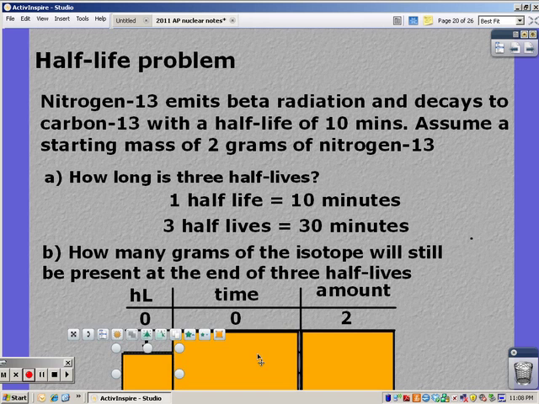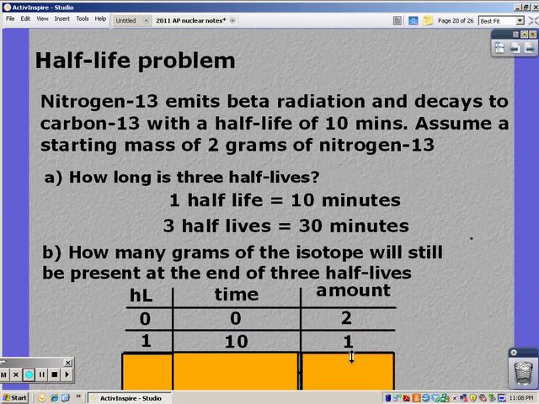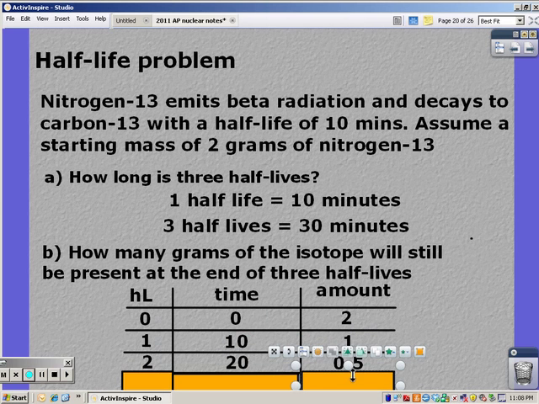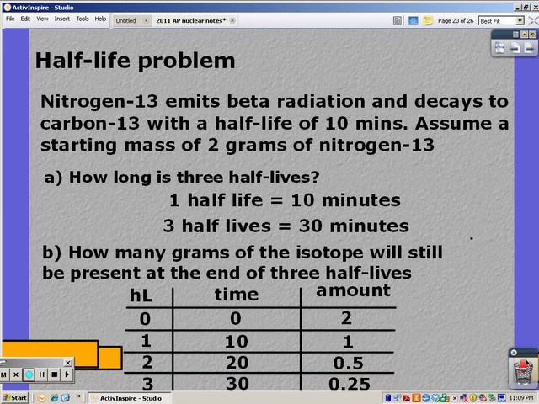After 1 half-life, 10 minutes has gone by, because 1 half-life is 10 minutes. And our amount, according to the definition, should go down by 1/2, so we have 1 gram left. After 2 half-lives, 20 minutes has gone by, and we have 0.5 grams undecayed. And after 3 half-lives, 30 minutes have gone by, and we have 0.25 grams left undecayed.